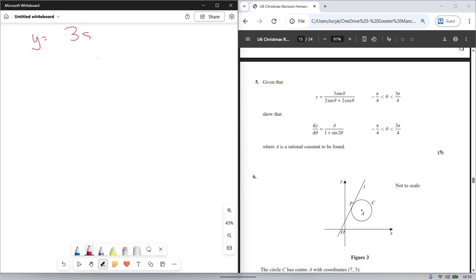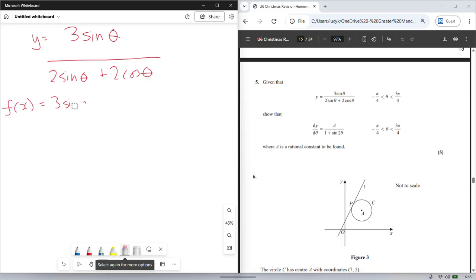So let me get my 3 sine. Let's try that again. So 3 sine theta over 2 sine theta plus 2 cos theta. So let's just define what our parameters are. So f of x here would be 3 sine theta. For quotient rule, f of x has to be the top one.